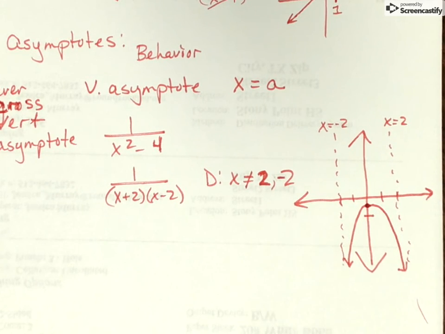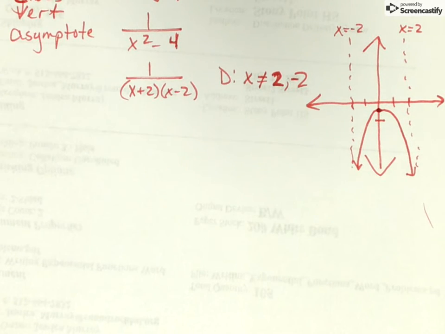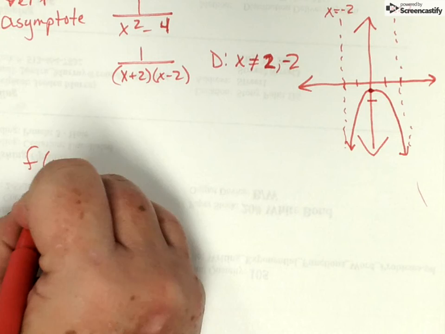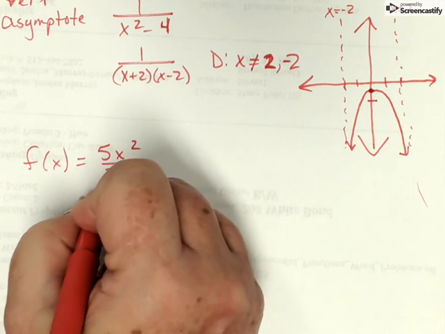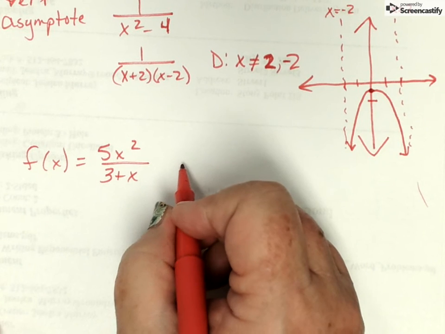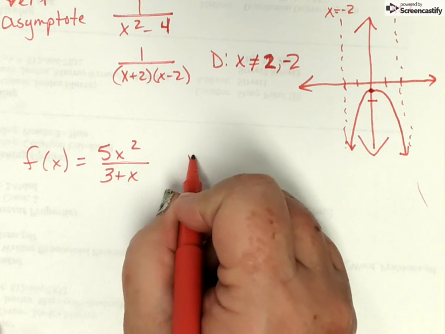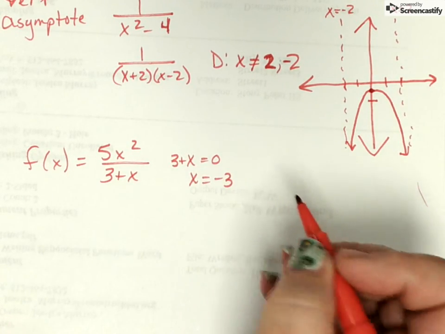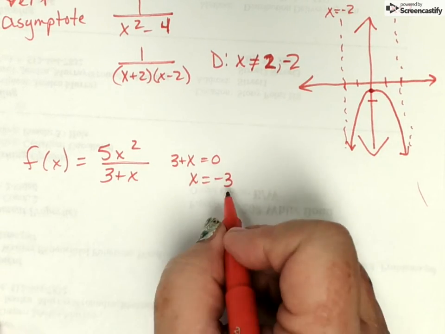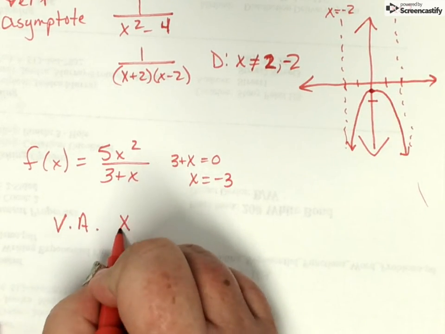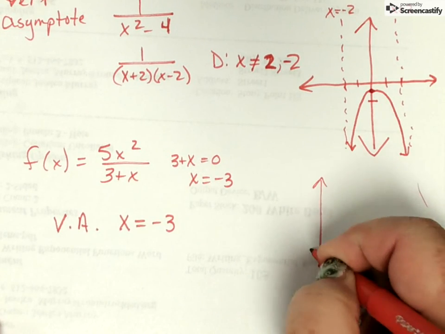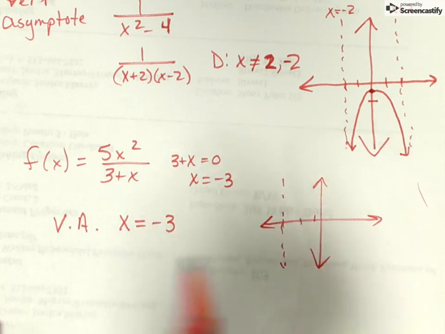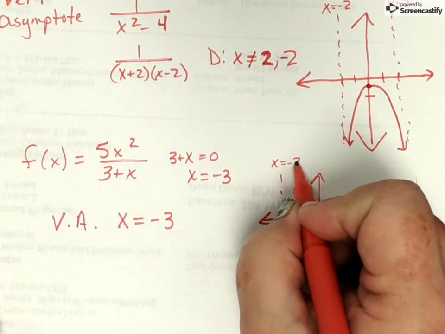So what I want us to practice for the rest of this video is how do we find vertical asymptotes. If I gave you this function, f of x equals 5x squared over 3 plus x, you start by telling me the restrictions. And I know that in this case, 3 plus x equals 0 would be bad. So x can't equal negative 3. That's my domain restriction. But the vertical asymptote is x equals negative 3. So on my graph, I would go to negative 3 and I would draw a vertical asymptote just like that at x equals negative 3.